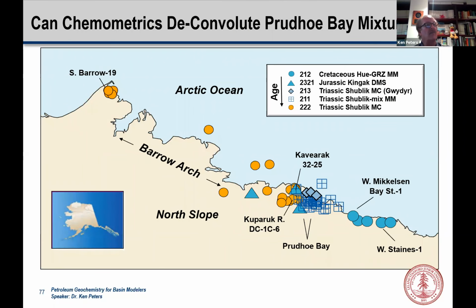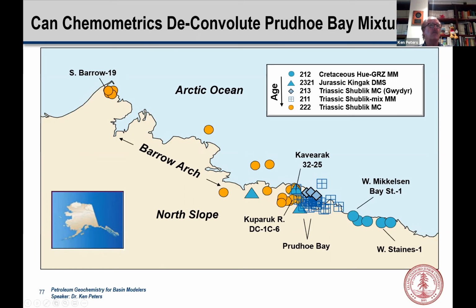So here's some of the data from that study. I've changed the color scheme a little bit here, but here are some of the families that we defined in that study. You can see there's a trend here. All these over here on the Barrow Arch, to the west, are in family 222, the Triassic Shublik marine carbonate source rock, based on the biomarker composition. And then we have some oils here that are more Jurassic Kingak-sourced oils.